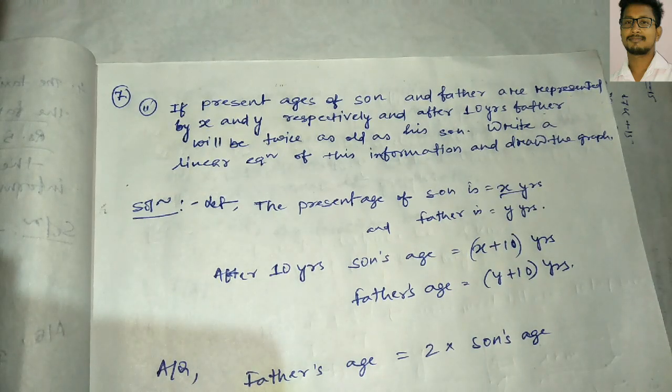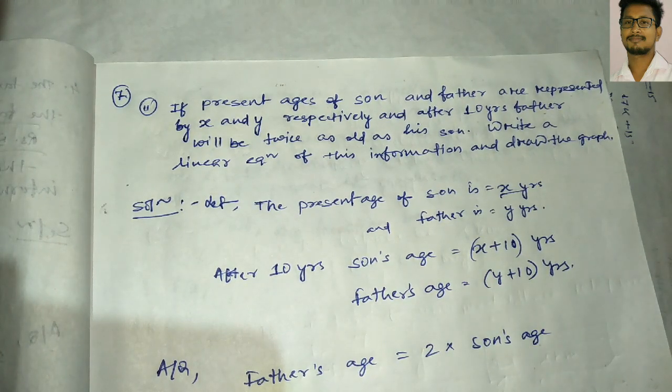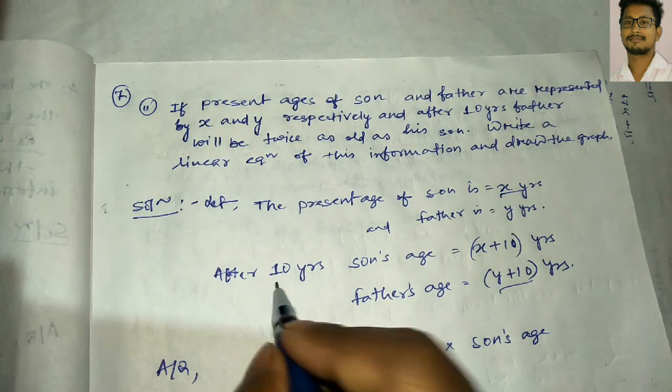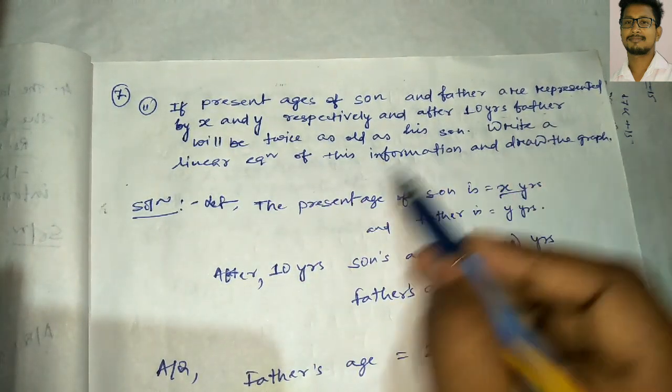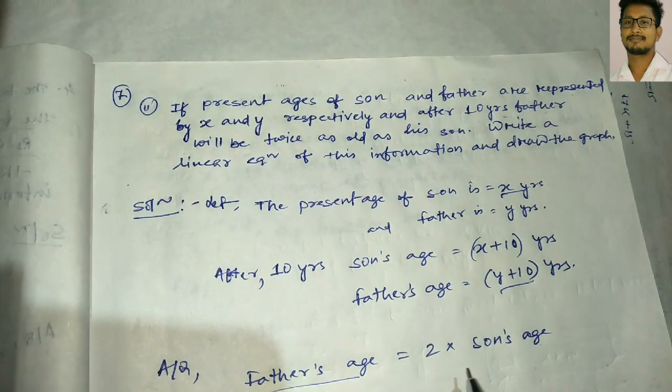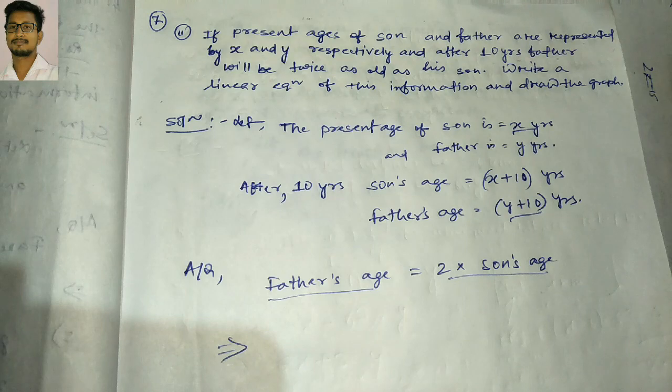After 10 years, the son's age will be x plus 10, and after 10 years the father's age will be y plus 10. Correct? You got it? This is our after 10 years. Clear? Now according to the question, what is given? Father's age is double the son's age. Correct?